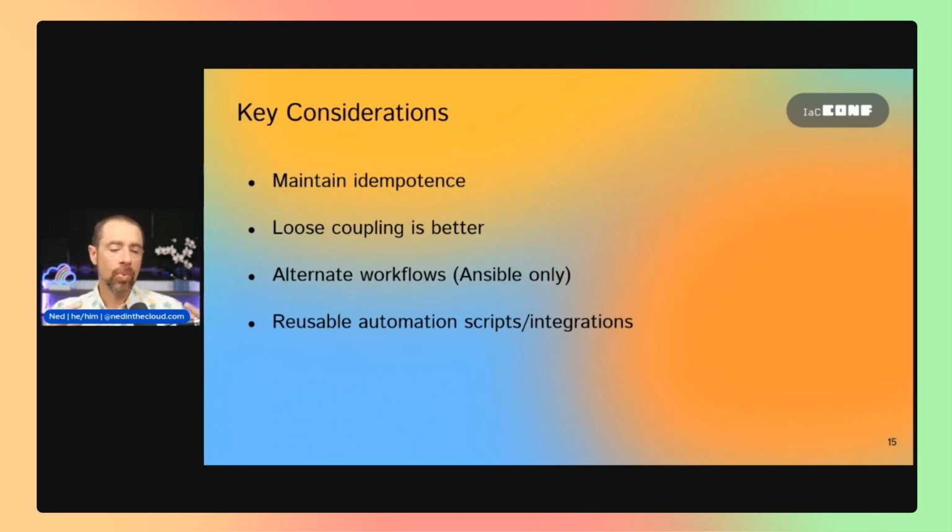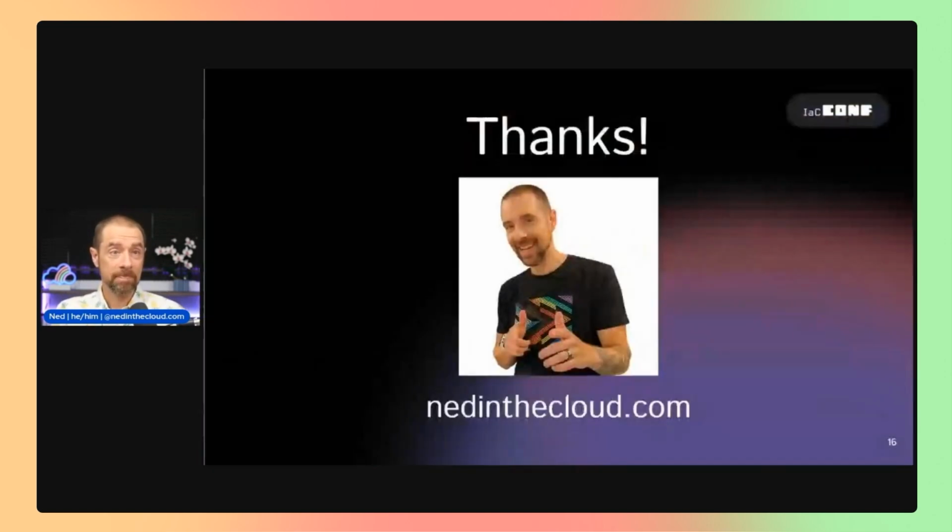And then lastly, when you're building these pipelines and these glue scripts and these integrations, it's best to standardize on them as an organization or as a team so that you can create reusable automation scripts and integrations that can work across whatever department or group or team needs those things. So a few things to consider.